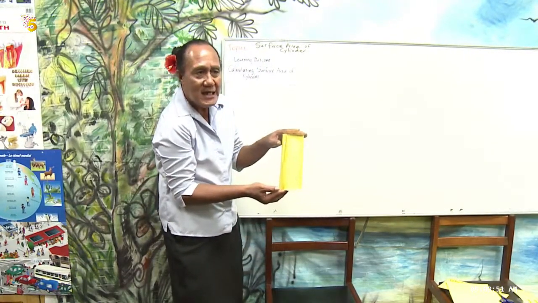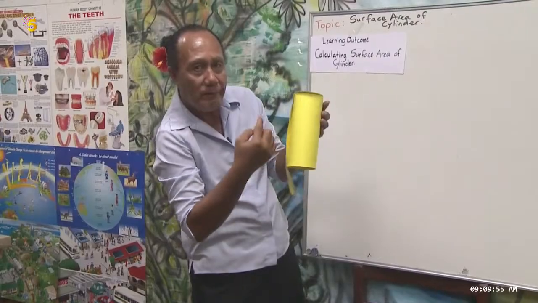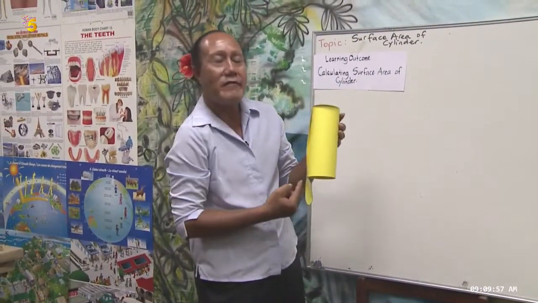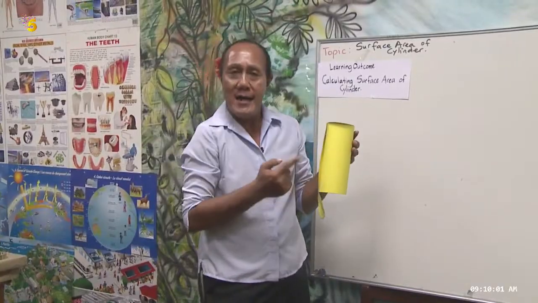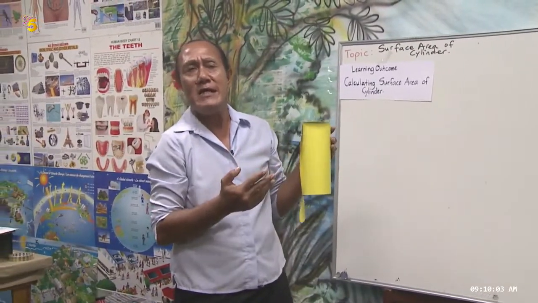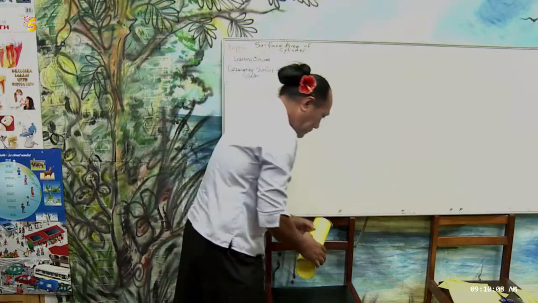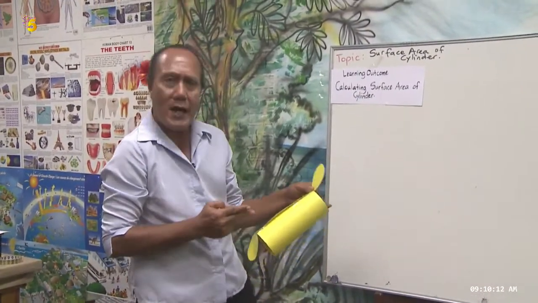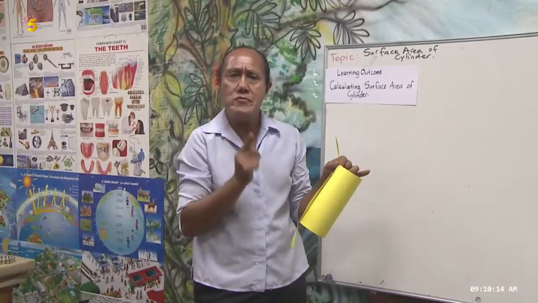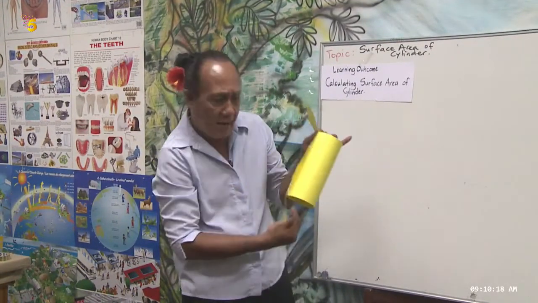So the pieces here are circles. And this part here, we call this part the lateral part. Lateral part simply means the side of the solid. We really want to know what this shape is wrapped around in here.